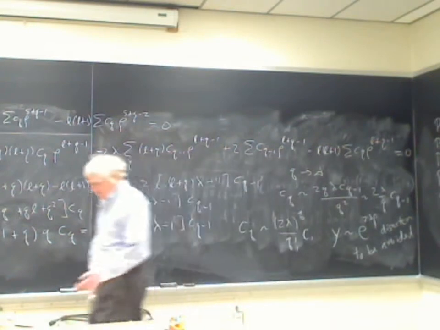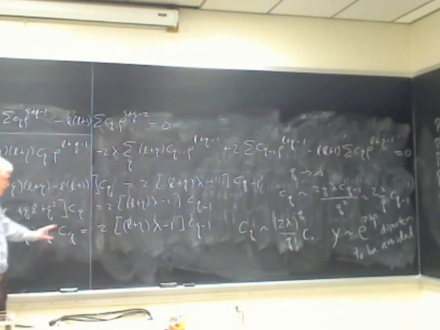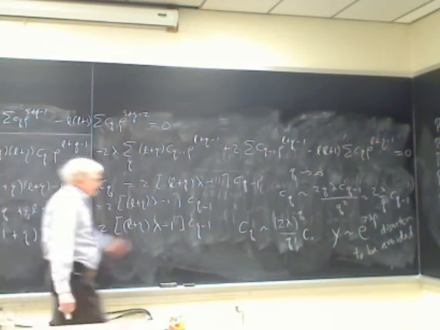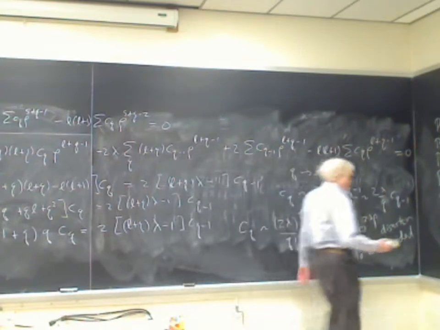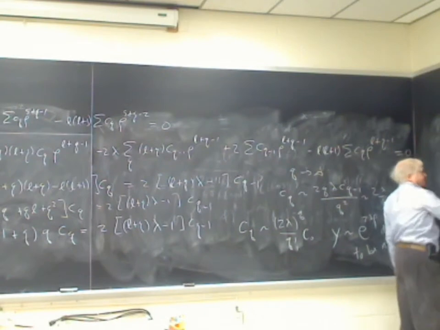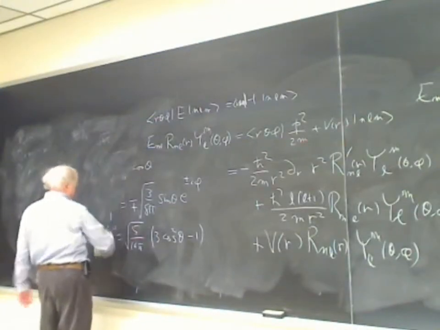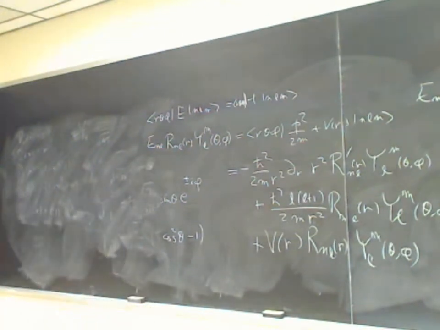Well, as usual with the method of Frobenius, the way to avoid a disaster is to say that this recursion relation at some point tells you that CQ is zero. And in that case, this sum never goes to infinity and this disaster never develops. And so that's the way out. And now we have to see, well, how can that recursion relation avoid this thing going to infinity?